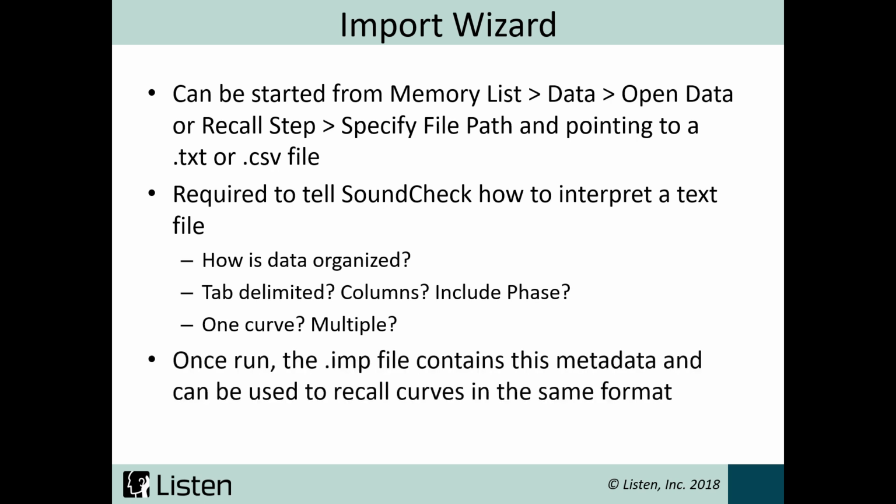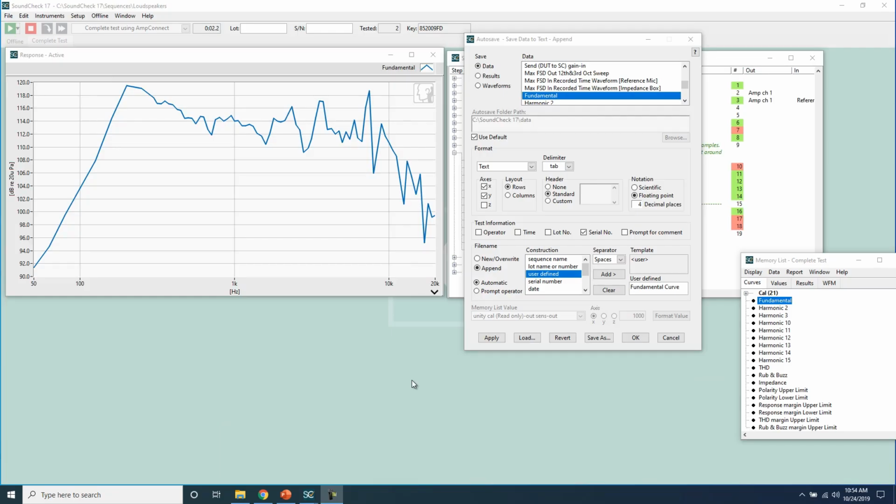Once we go through all the steps of the import wizard though, we can save it to a .imp file. We can use that IMP file to recall curves that are in the same format. As well as watching this video, Appendix O in the SoundCheck manual will give an overview of how to recall text files and use the import wizard. Now let's jump over to SoundCheck.